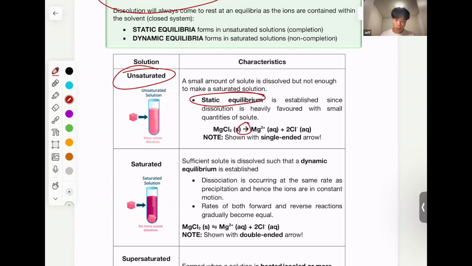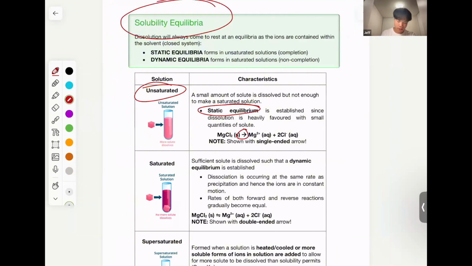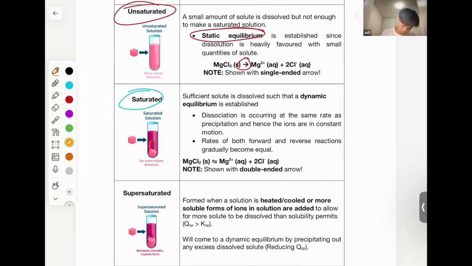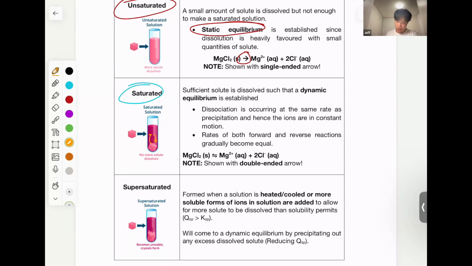The case that's of more concern for us in Module 5 is the saturated case, where you add so much solute into solution that you can dissolve no more. This then will have an equal rate of dissociation and precipitation, where the ions are constantly going in and out of solution, going in and then coming out. This is where you then have an equilibrium system, shown with a double-ended arrow.